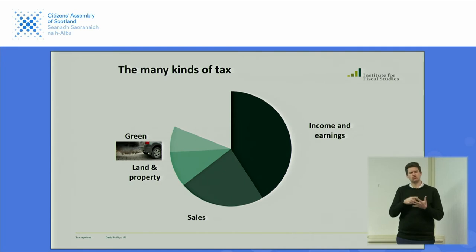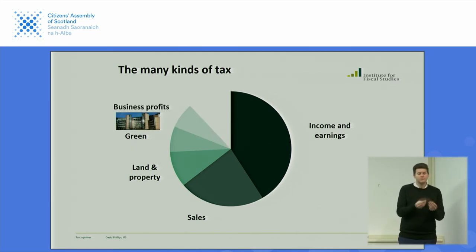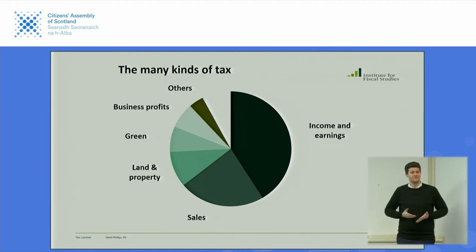Then there are so-called green taxes, taxes on polluting items. The biggest here is fuel duties on petrol and diesel. I think that's quite interesting because, of course, there's a big move towards electric cars. And there's a question about how you replace that revenue when the revenue we currently get on fuel disappears. There are taxes on the profits of incorporated businesses. And then there's a range of smaller taxes: taxes on alcohol and tobacco, taxes on wealth, and several other smaller tax areas.